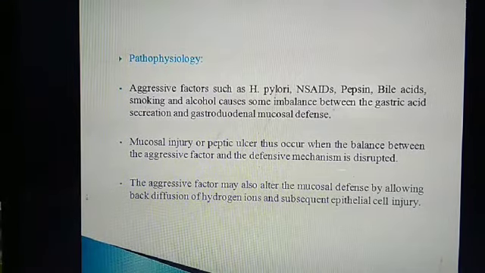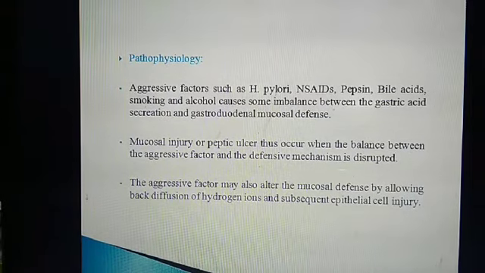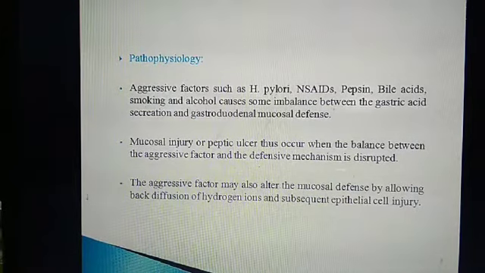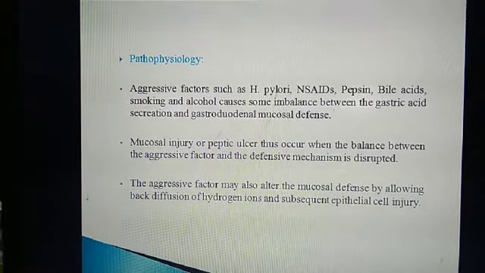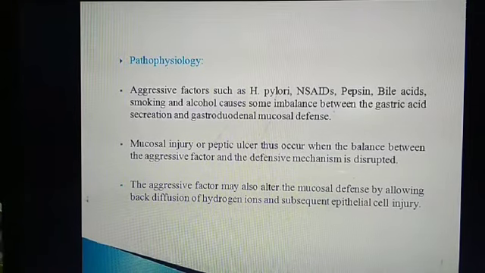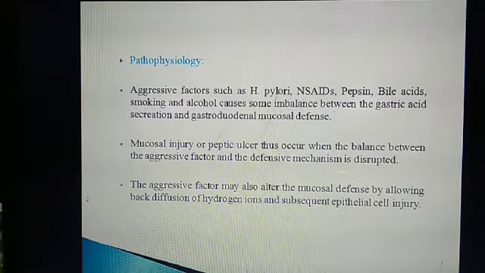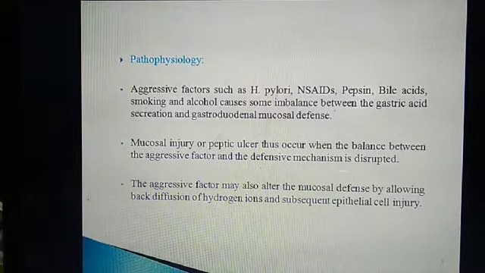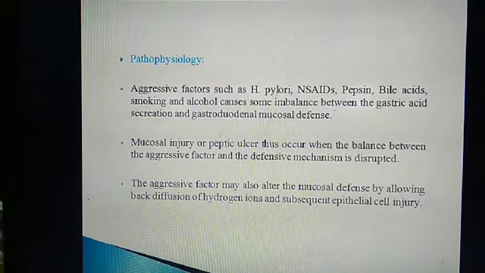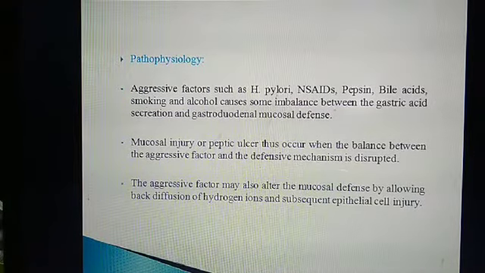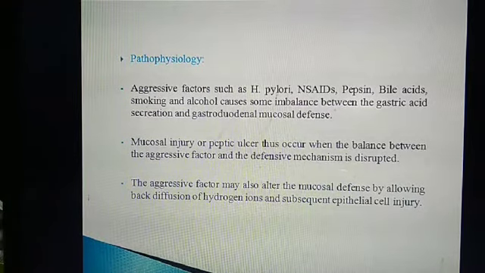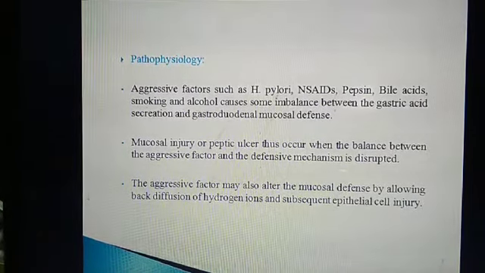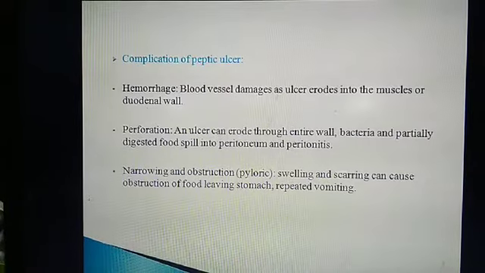Second point here, mucosal injury or peptic ulcer thus occurs when the balance between the aggressive factor and the defensive mechanism is disrupted. And lastly, the aggressive factors also may alter the mucosal defense by allowing the back diffusion of hydrogen ions and leading to epithelial cell injury, ultimately resulting in peptic ulcer.